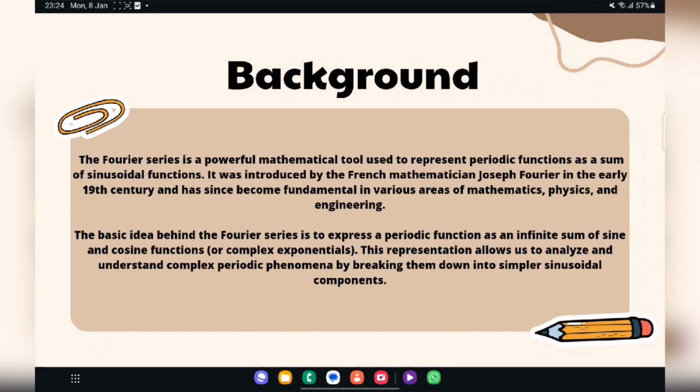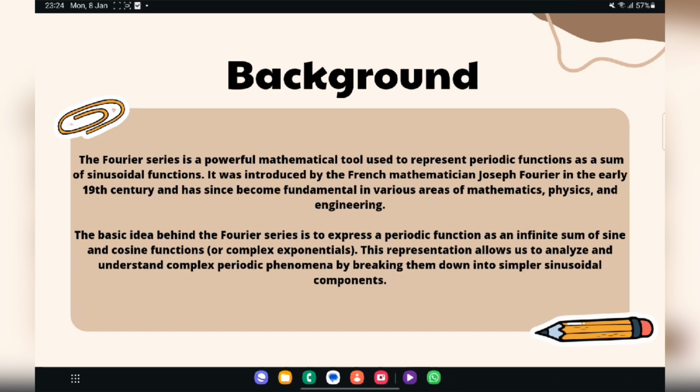I will now explain about the background of this project. The Fourier series is a powerful mathematical tool used to represent a periodic function as a sum of sinusoidal functions. It was introduced by the French mathematician Joseph Fourier in the early 19th century and has become fundamental in various areas of mathematics, physics, and engineering.